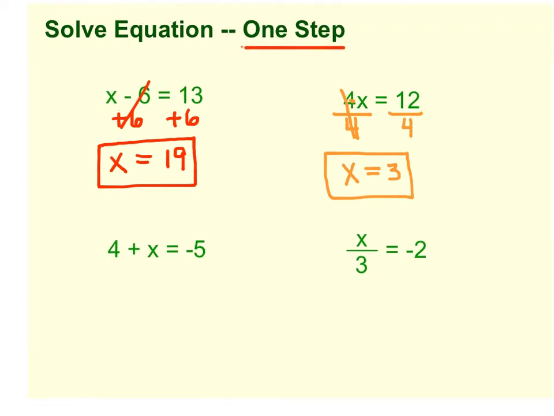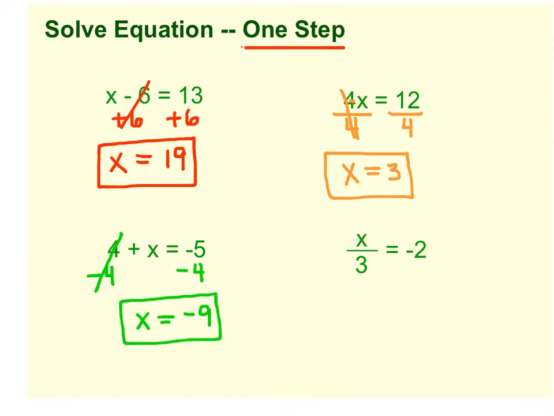All right, next example. Get a new color. With x we are adding a positive 4, and what's going to make a positive 4 cancel is to subtract a 4 from both sides. 4 minus 4 cancels. Now we're just left with x equals a negative 5 minus 4, which is negative 9.